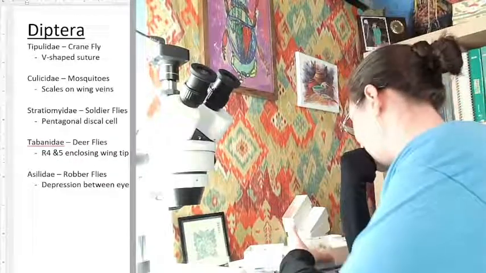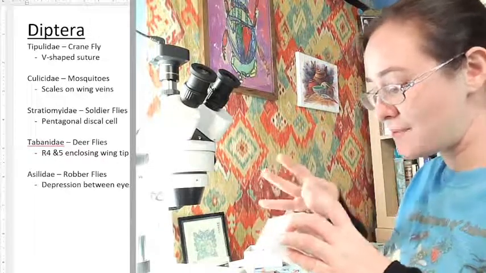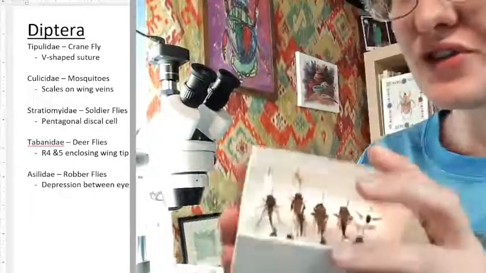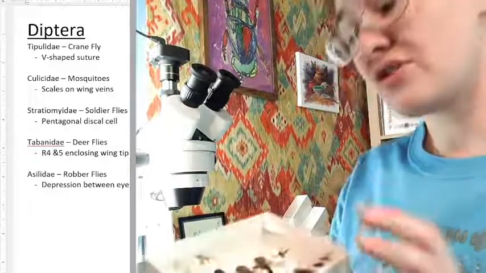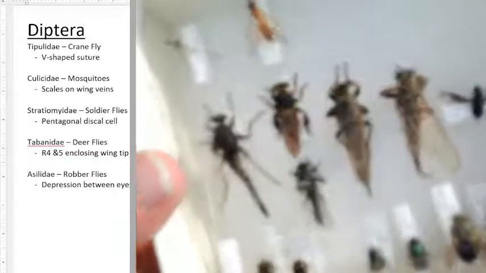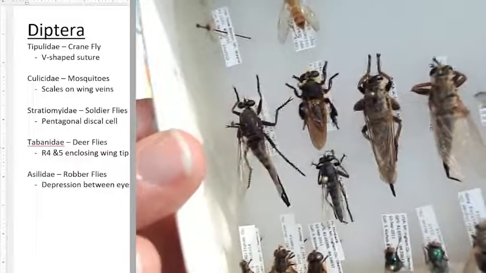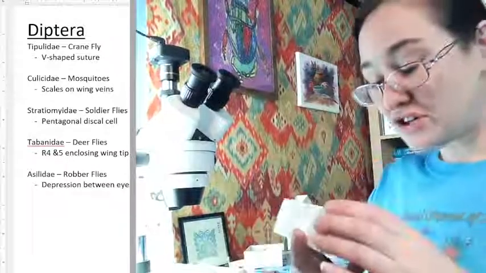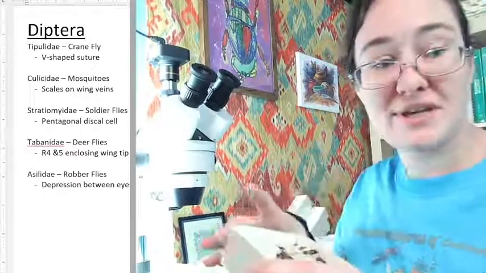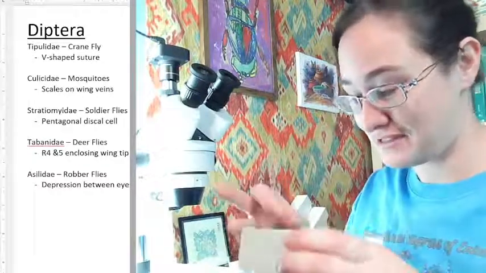All righty, so we've got the robber flies down. Robber flies can be a variety of sizes. If you look, there are 5 robber flies here in this container. From here to there, any guys in this row, those 5 are all robber flies. They can be fairly large, and they also can be pretty small. I love that they like to mimic bees. There's a whole group of robber flies that mimic bees.